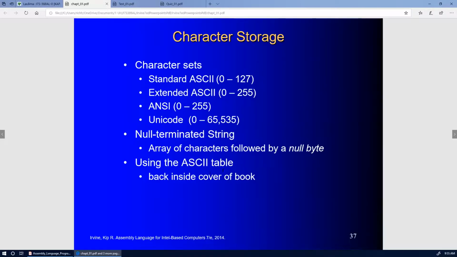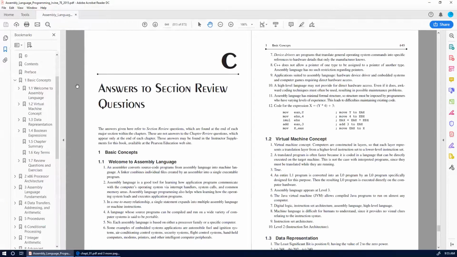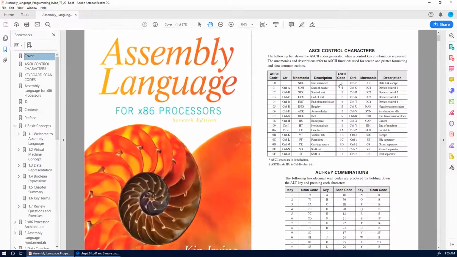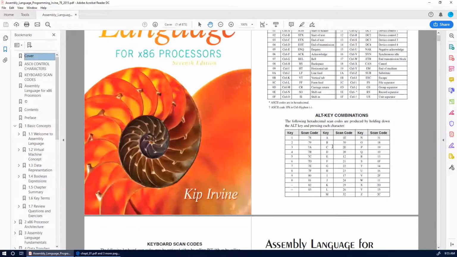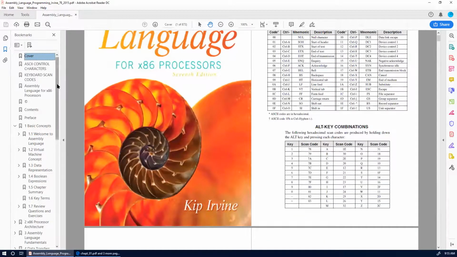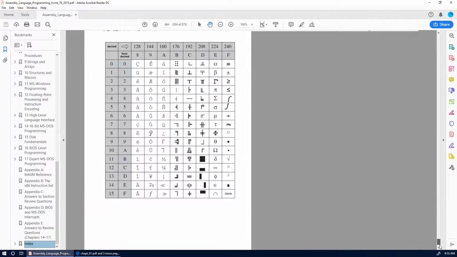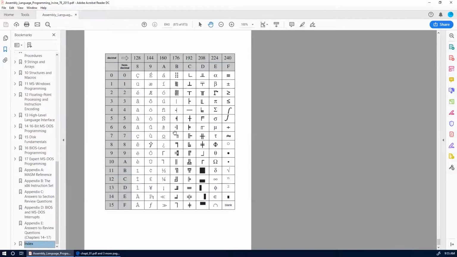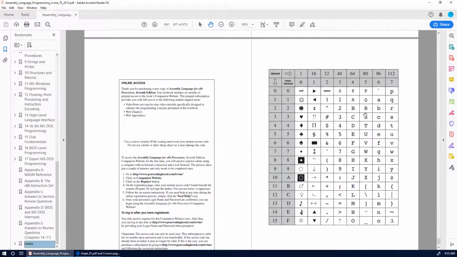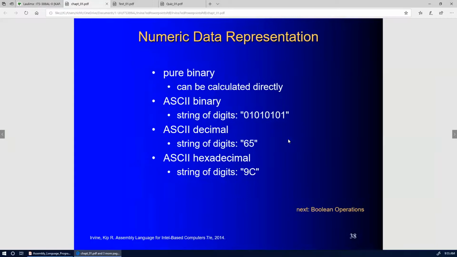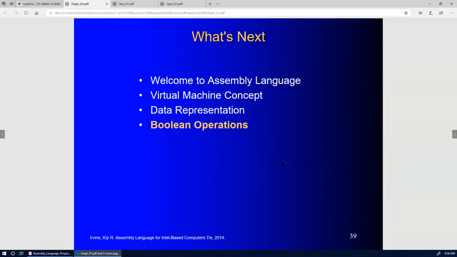Using the ASCII table inside the cover of the book, this ASCII character set. This is extended ASCII. This is regular ASCII. All right. Binary, ASCII, decimal. So this is where, ASCII decimal, and we'll get more to that later.